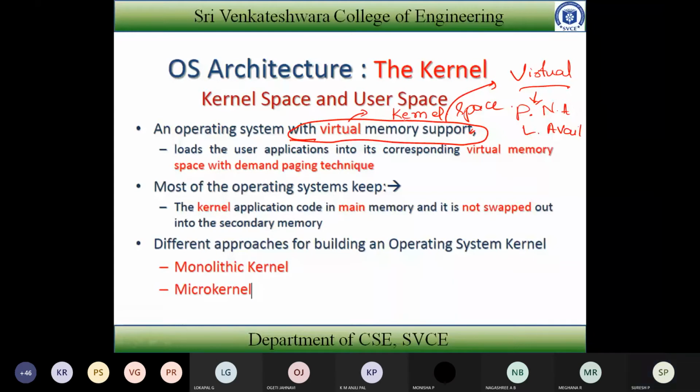So next, when you have this particular kernel space, basically it is going to load the user applications. It will load the user applications into its corresponding virtual memory space with the demand paging technique. So first it is going to have the virtual memory space, and in that virtual memory space it is going to load your user application. When you have the virtual memory space, I have to make use of the demand paging technique.